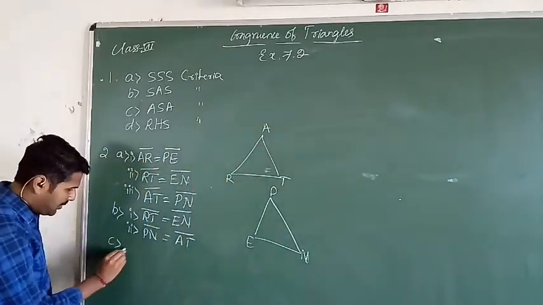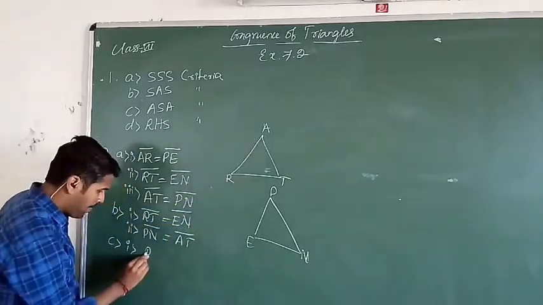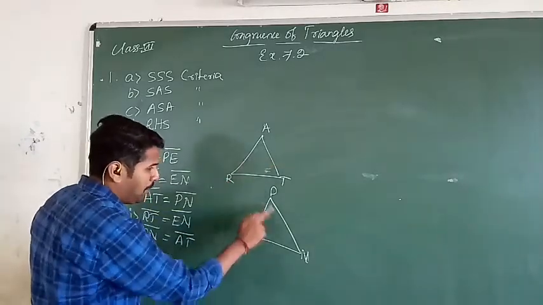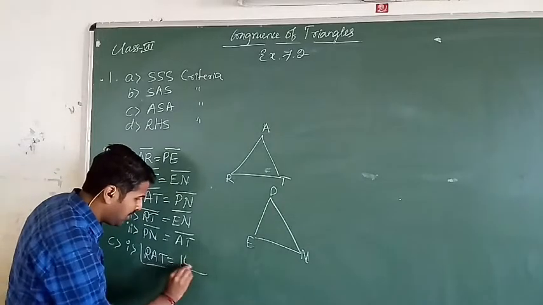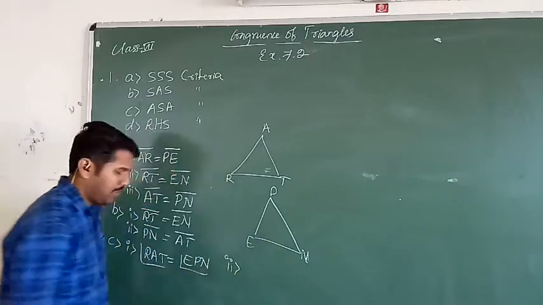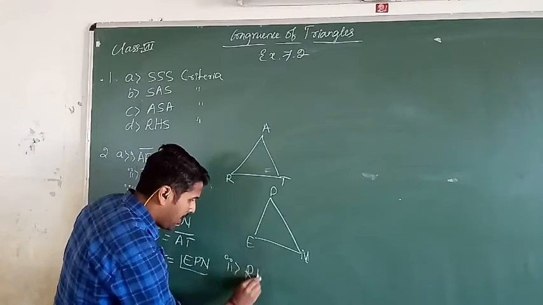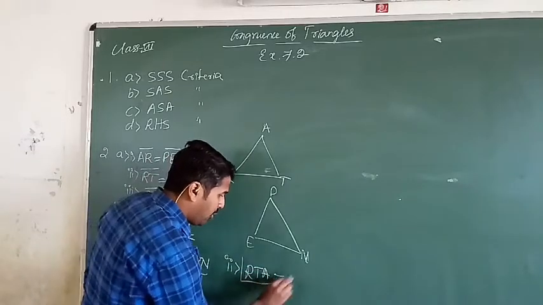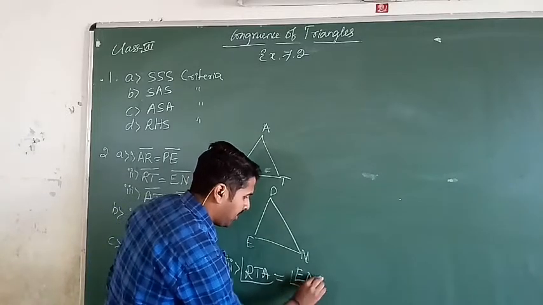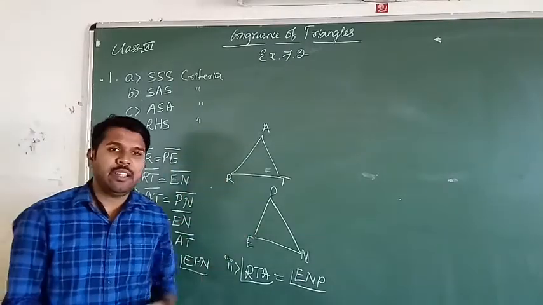Which angles do you have to show? Angle RAT equals which? RAT equals EPN, isn't it? RAT equals EPN. And second one, this angle RTA equals ENP. These are the corresponding parts of triangles ART and PEN.